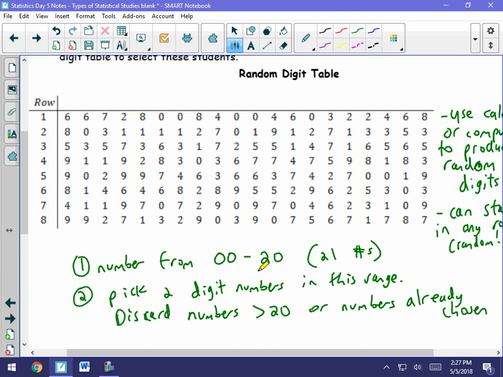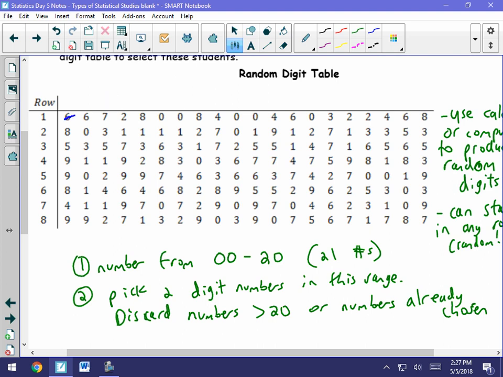And so we're going to number them from 0 to 20, which will give us 21 numbers. We're going to pick 2-digit numbers in this range and discard any that are greater than 20 or numbers that we chose already. So I'm going to move through my random digit table here, and I'm looking for 2-digit numbers that are between 0 and 20. So the first number, the 2 digits together, would be the number 66.